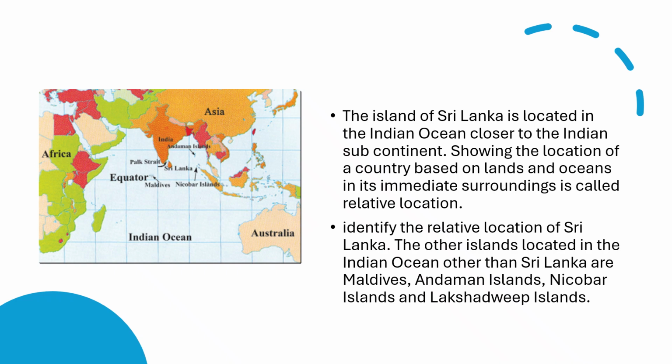Showing the location of a country based on lands and oceans in its immediate surroundings is called relative location. Identify the relative location of Sri Lanka. The other islands located in the Indian Ocean other than Sri Lanka are Maldives, Andaman Islands, Nicobar Islands, and Lakshadweep Islands.